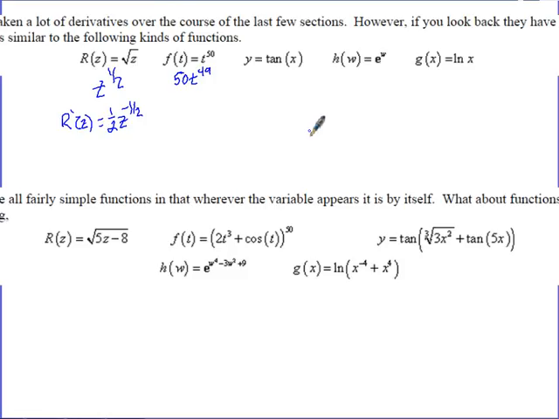Ooh, what about tangent of x? Do we have that somewhere? You should. You wrote it down. I told you to memorize it. It's just secant squared. So the derivative of tangent is just secant squared. Right? And that's just a rule.